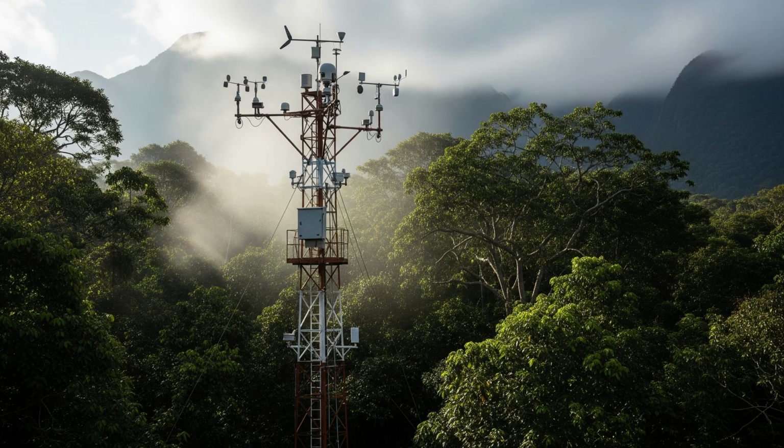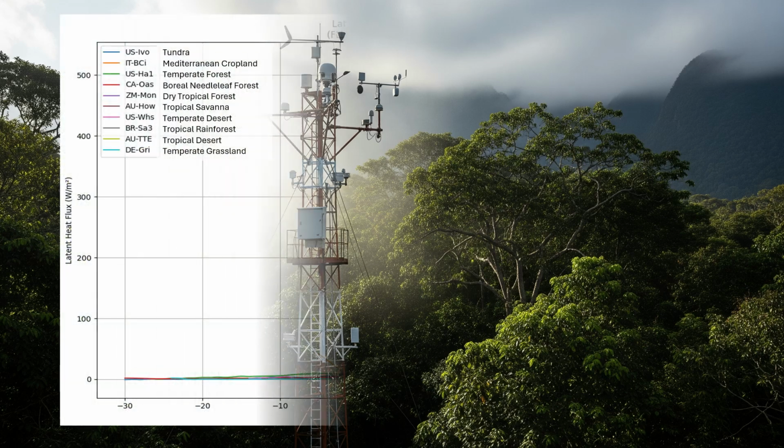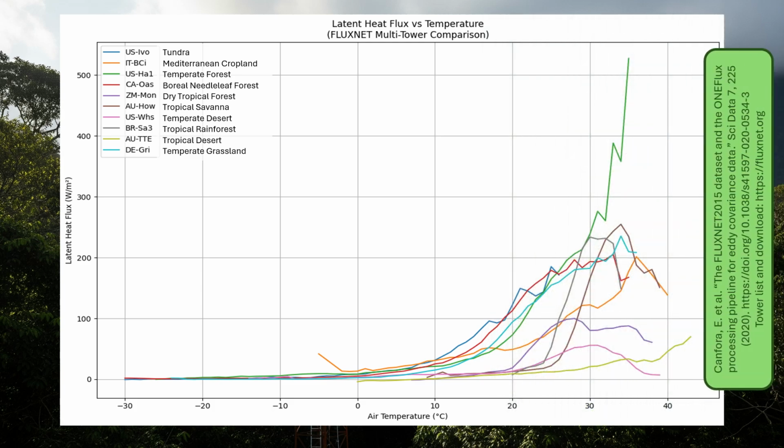Among the measured quantities are two key components of the surface energy balance. The first is sensible heat, which directly increases air temperature. The second is latent heat, which represents the energy used to evaporate water. For illustration, several towers representing different vegetation types around the world can be examined.